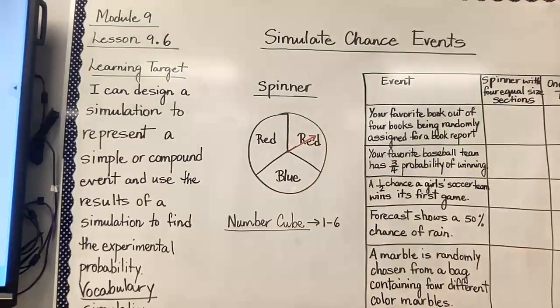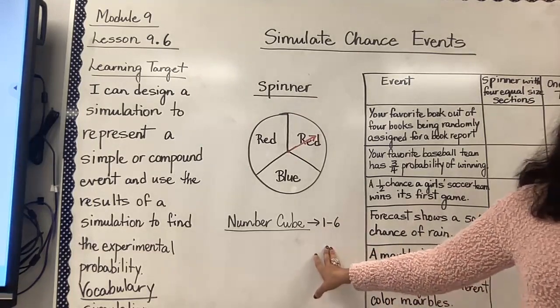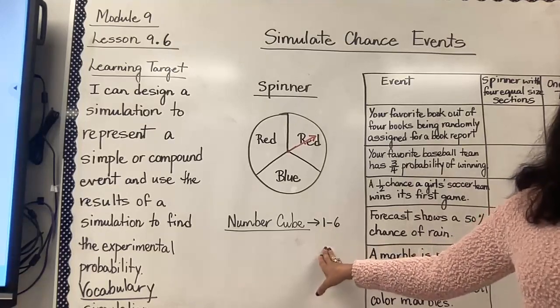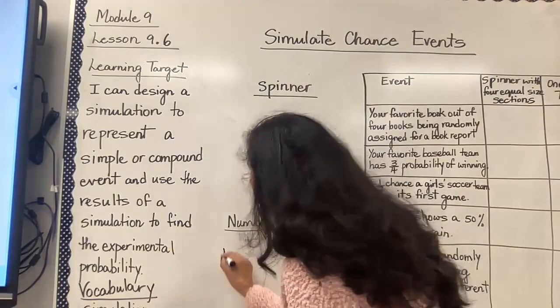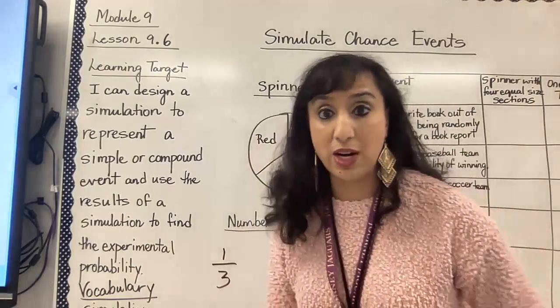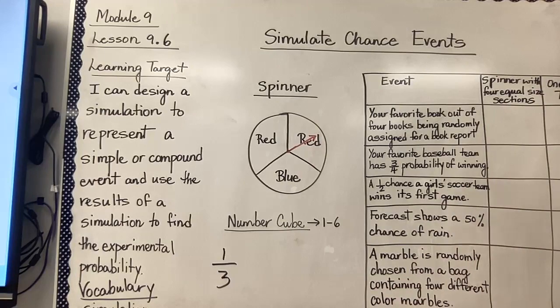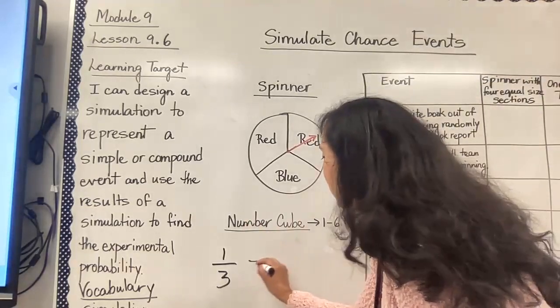All right. Another way that I can design a simulation is to use a number cube. Okay, number cubes are normally 1 through 6, and because the number cube has 6 sides, I'm going to rewrite the probability, which we said one out of the three boxes is going to have a prize, right? So I can design a simulation by writing an equivalent fraction with a denominator of 6, because I know that the number cube has 6 sides.